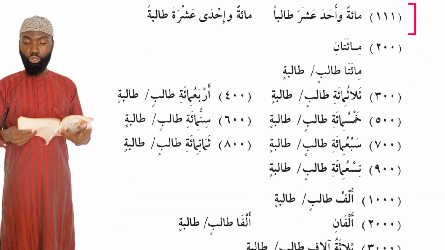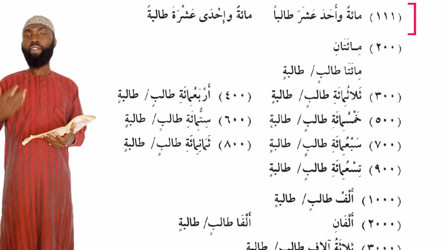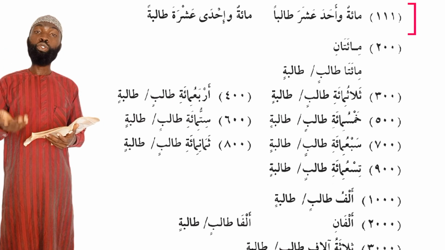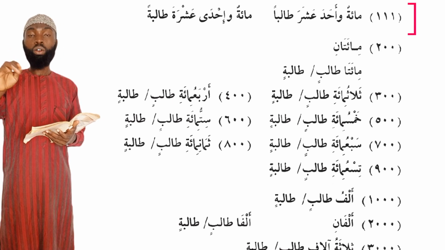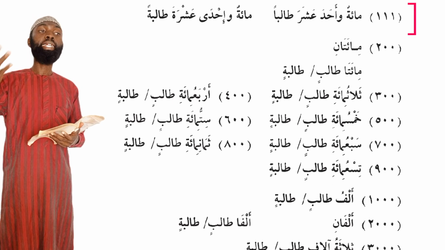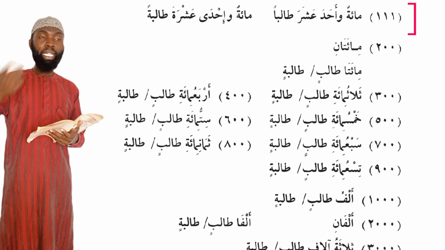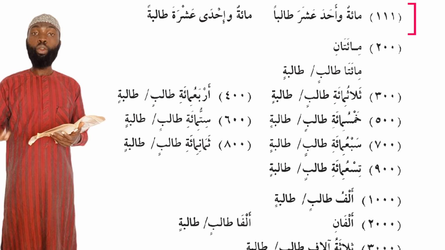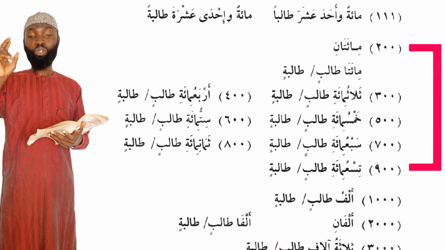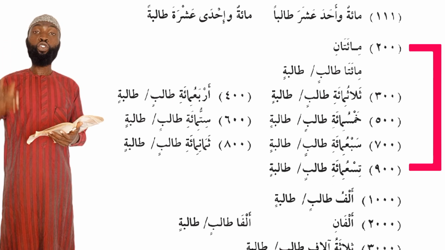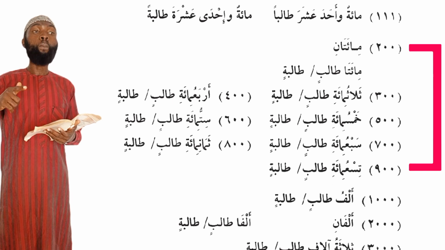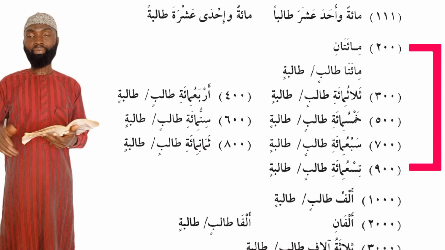Now we come to counting. For 111 it is the same, because 11 is ahada ashara taliban. So you say mi'atun wa ahada ashara taliban, 111 students. For female students, mi'atun wa ihda ashrata talibatan. This is easy. Then when you come to 200, 200 will be mi'atani. That is 200 students, mi'atani. So for 200 students, mi'atа talibin or mi'ata talibatin.